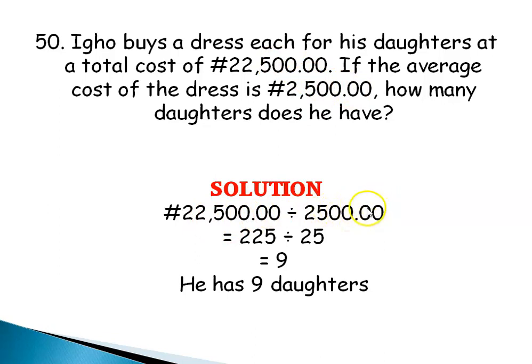You can see these two zeros cancel out these two zeros. I'm left with 225 and 25. So 225 divided by 25 will give me 9. He has 9 daughters. Is that taken? Very good.